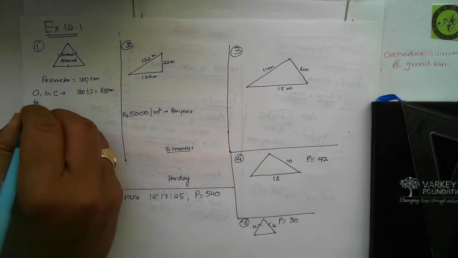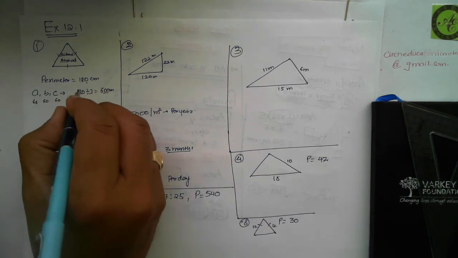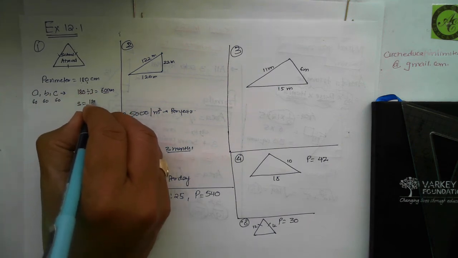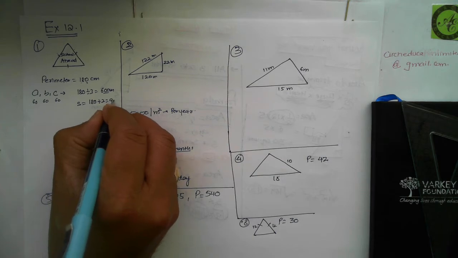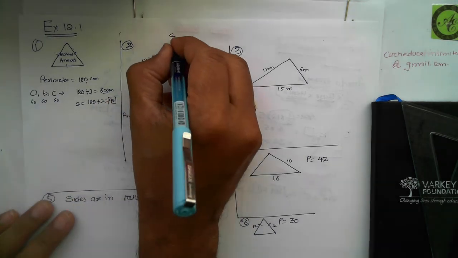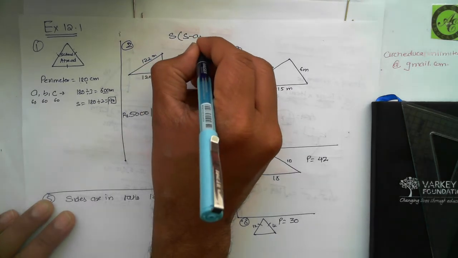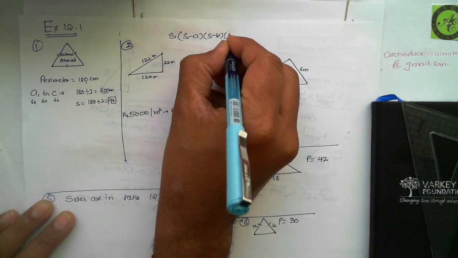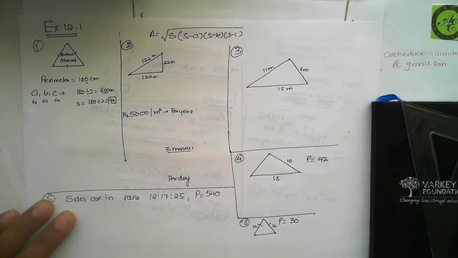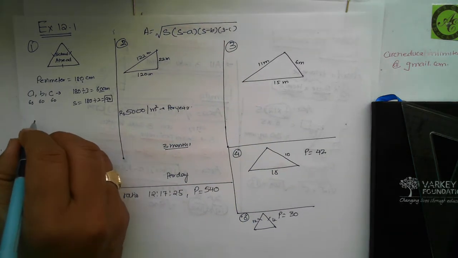So A is 60, B is 60, C is 60, and S, the semi-perimeter, will be the perimeter, which is already given, 180, divided by 2. The answer is 90. So guys, put that into the formula which you know already: the square root of S times S minus A, S minus B, S minus C, to find the area and work it out. I'll set it up for you.